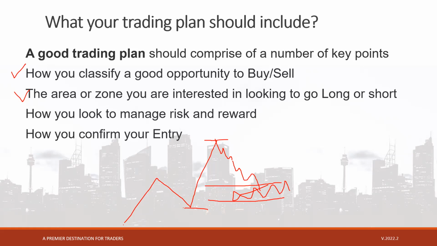Now, once you've done that, you've identified the area you're interested in looking to buy or sell. The next point, another key area of your trading plan, should be: how do I manage risk and reward? This is not exactly the order, but these are key points to have in your plan. Now, you will say, okay, I don't want to risk more than 1% of my account on any trade. Let's say that's your rule.